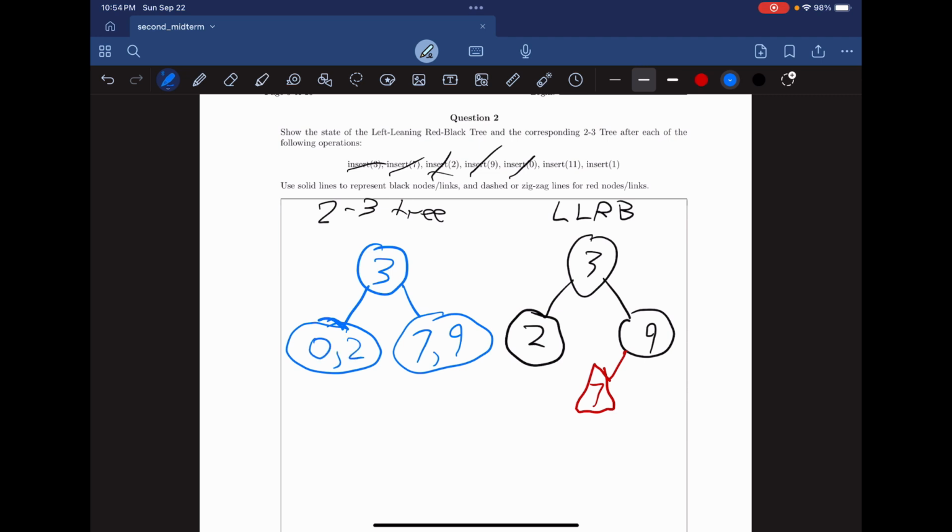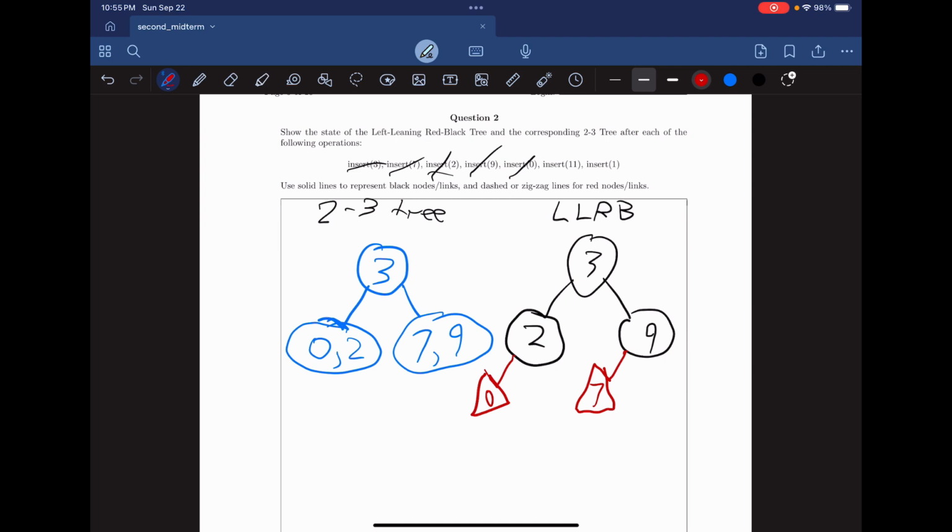Again, we need to match this representation with the left-leaning red-black tree. And so we're going to, again, have the left value in this 3 node be the red value. And so we have the left child of the 2 in the left-leaning red-black tree be a red 0.